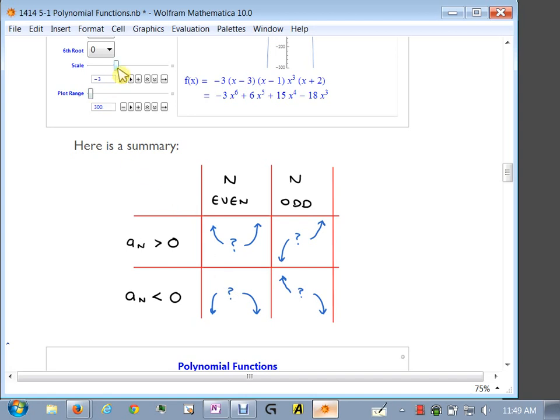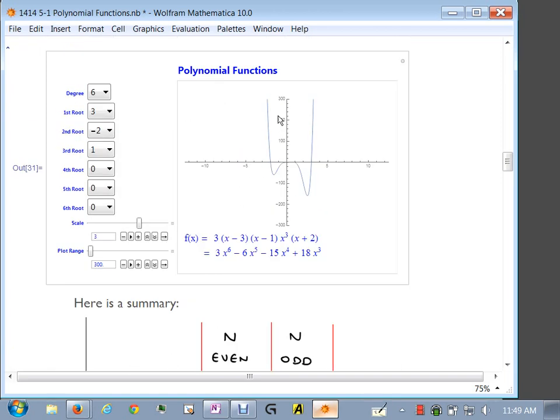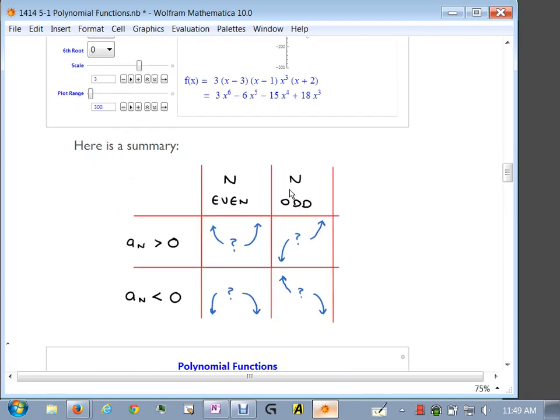If I change it, this, now we're even and what? Positive. Both sides should go up. And you can see by the graph, that's what happened. Any questions? We're good? Okay.